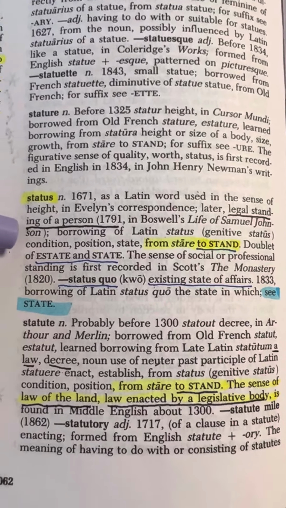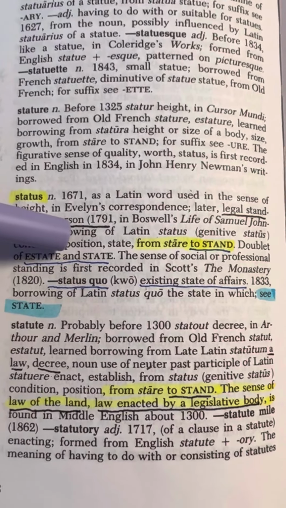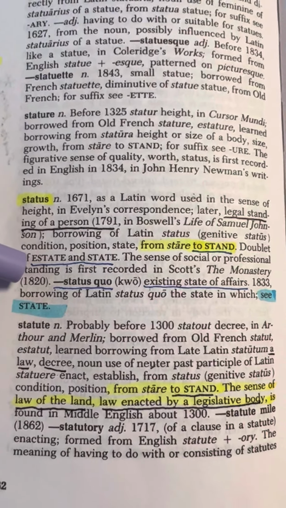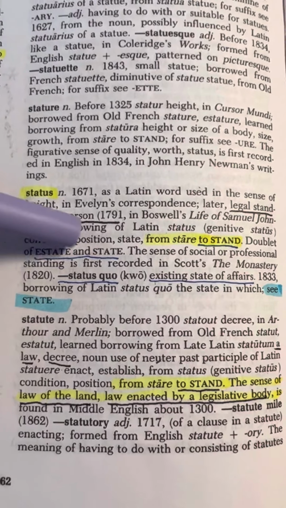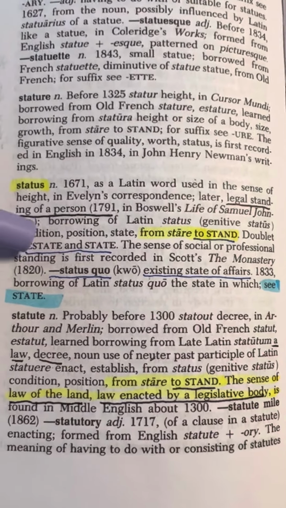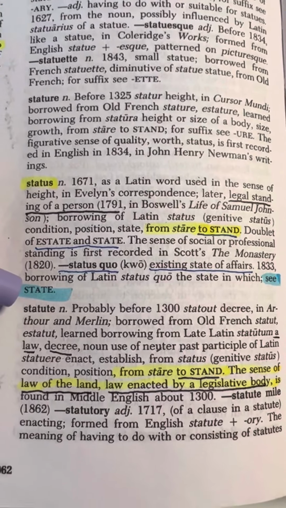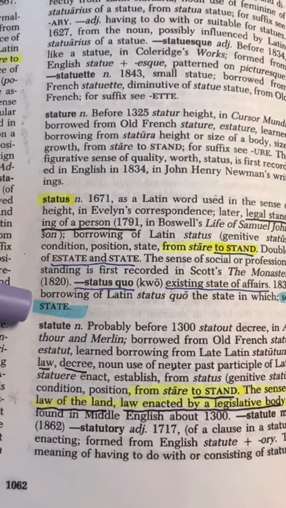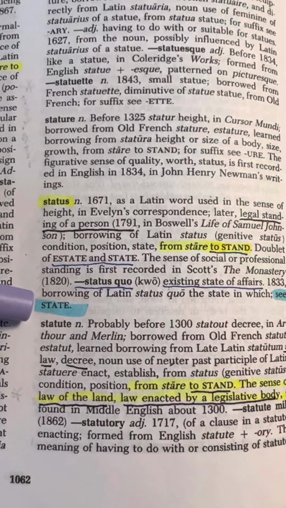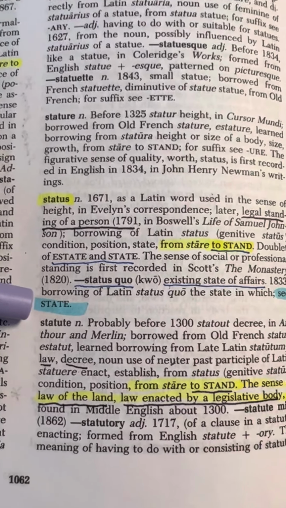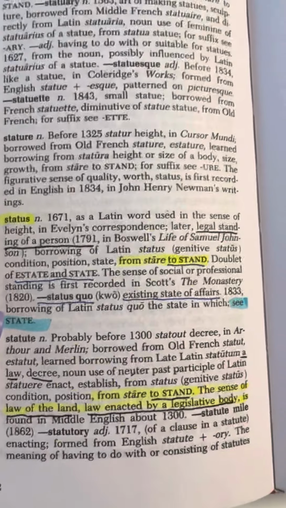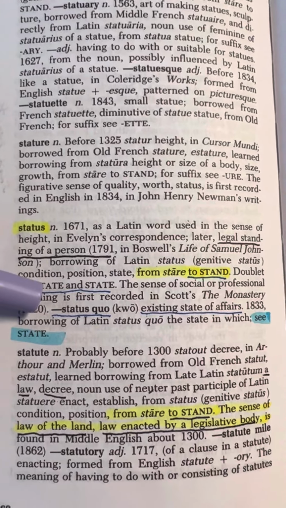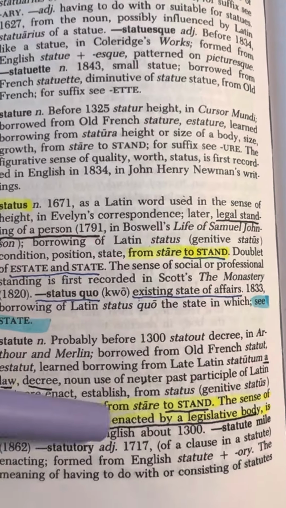Okay, Latin status: condition, position, state, from stare, to stand, doublet of estate and state. So state and status are connected. And see, they have them capitalized here. See, capital word State. When they capitalize it here, it's not capitalized in the book like that. It's just all lowercase state. They capitalize it just to set it apart from the rest of the word here. So then you have statute, to stand.